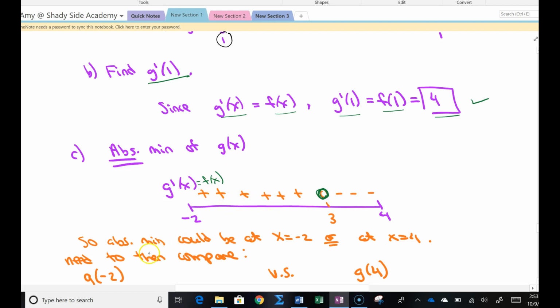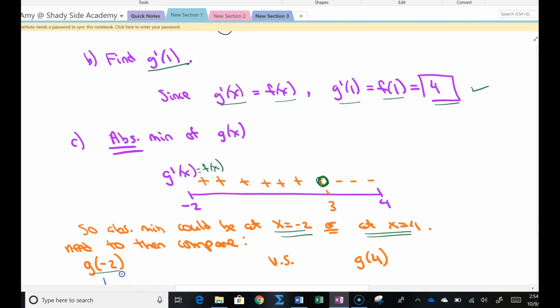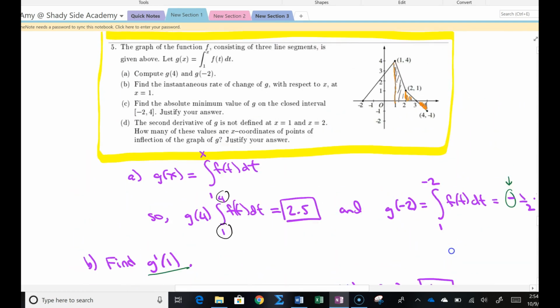So this question is asking for an absolute min. At x equals 3, that's the point at which g has an absolute max. We're looking for an absolute min because the g function, look what's happening. The g function's increasing and then decreasing, right? So the min could be at either endpoint. So you have to compare g of negative 2 versus g of 4 to figure out the absolute min, and let's go back and look.